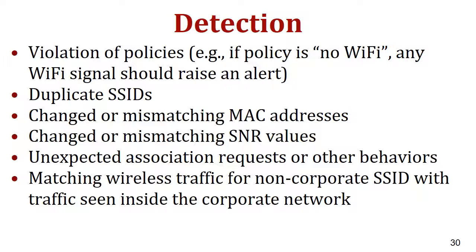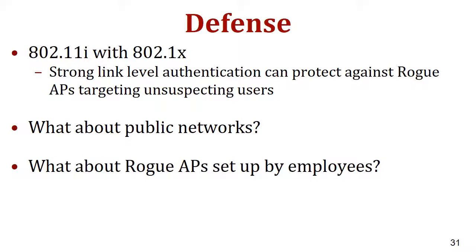So these are the things, how we can detect a rogue AP. We have talked about how to detect the rogue AP. Now we talk about how we can defend against the rogue AP. One good thing with 11i is that it has strong link-level authentication. Basically, in most cases 11i supports mutual authentication between users, devices, and access point, which means it becomes more difficult to launch a rogue AP attack with 11i.